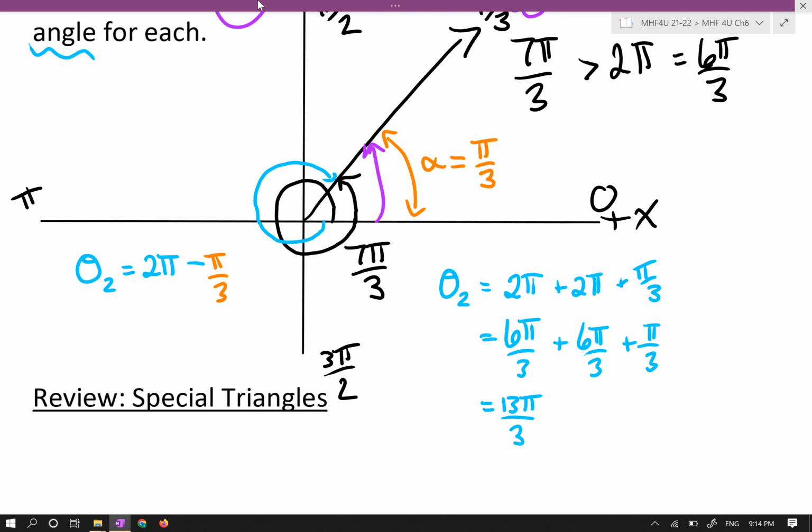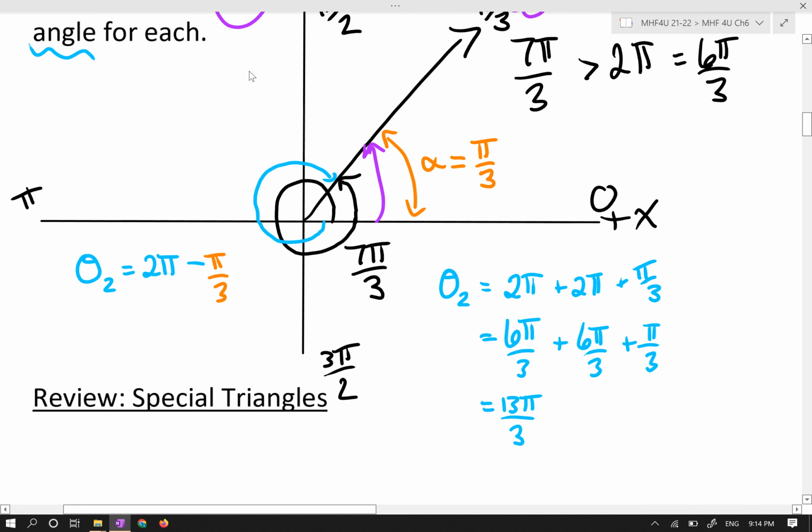So this coterminal angle, sorry, I forgot we already called one theta 2. We'll call this theta 3. It's going to be equal to 6 pi over 3 minus pi over 3. And that is, we're working with negative 5 pi over 3.